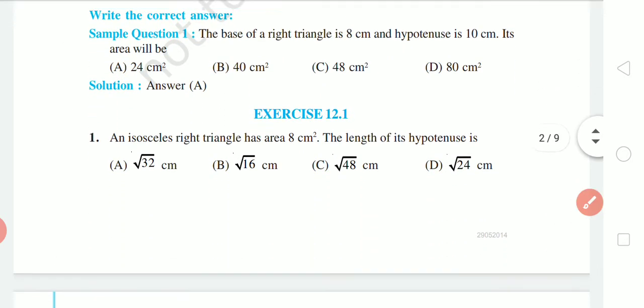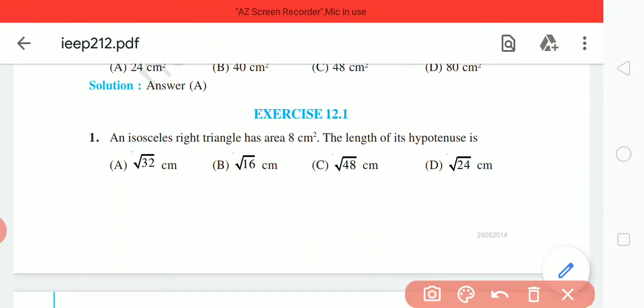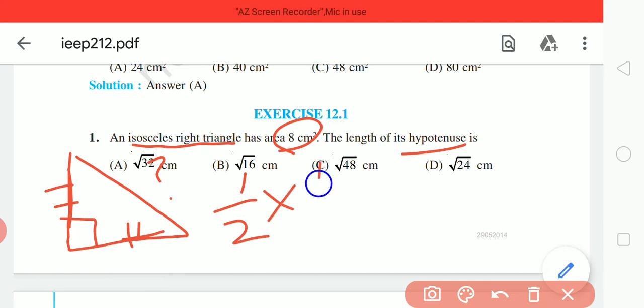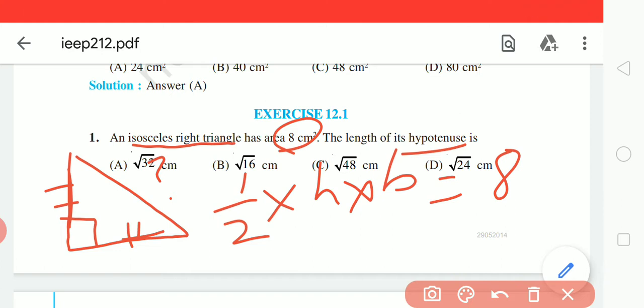Now come to the exercise. An isosceles right angle triangle has area 8 centimeter square. What is the length of the hypotenuse? This is the isosceles triangle I am taking, and these two sides are equal, but the length is not given. We have been given the area only. For finding this hypotenuse we need to find these two. So you know that when height and base are given, the area is 1 by 2 into height into base, and the area is given as 8 centimeter square, right?